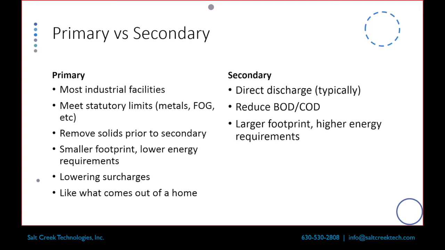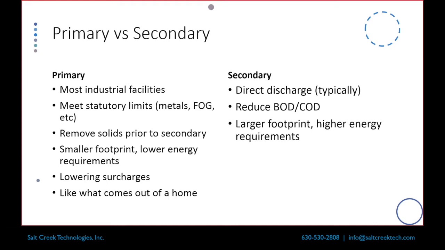So just kind of what primary is. Like I said, primary is mostly industrial facilities. That's where you run into it. Most industrial facilities have a primary treatment system, if they have a treatment system at all. It's there to meet your statutory limits, so your metals requirements, your FOG requirements, and things like that. And that's usually the largest driver of why you have a primary treatment system. It's there to remove solids prior to secondary. So if you do have a secondary, it's a good way to get it set up to work well.